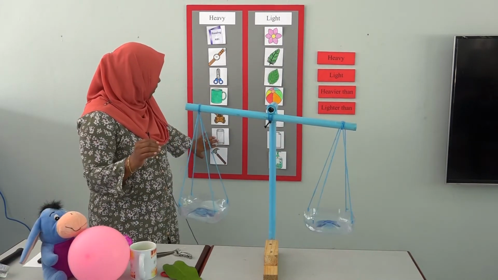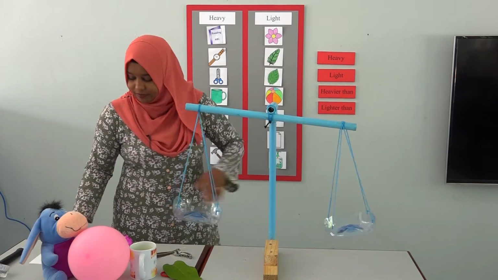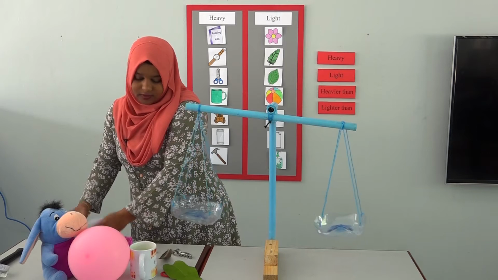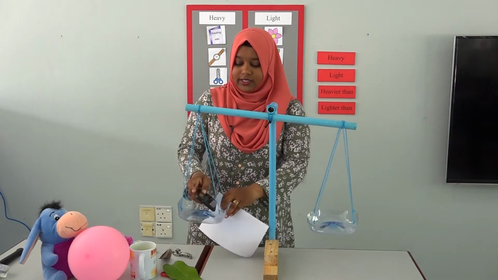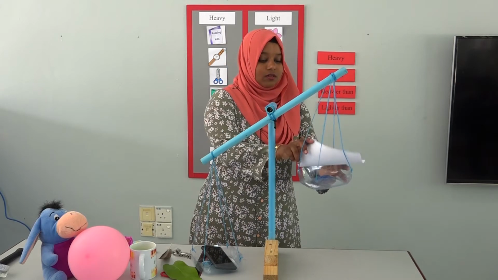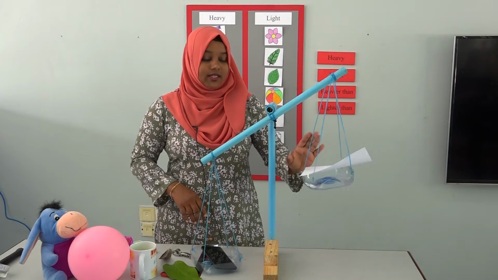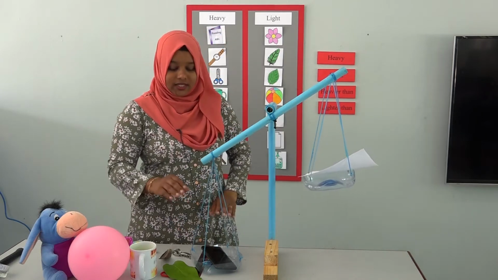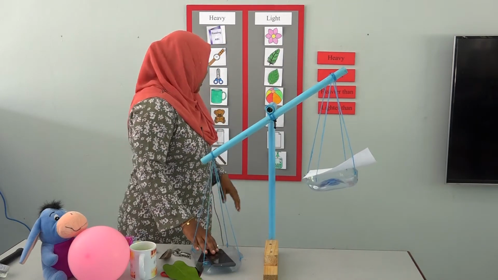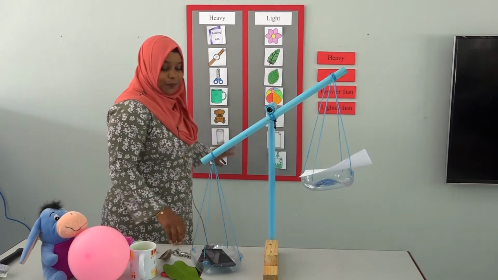And the next one is phone and paper. Let's put the phone and the paper. Which one is lighter? Yes, paper is lighter than the phone, and you have guessed it correctly.